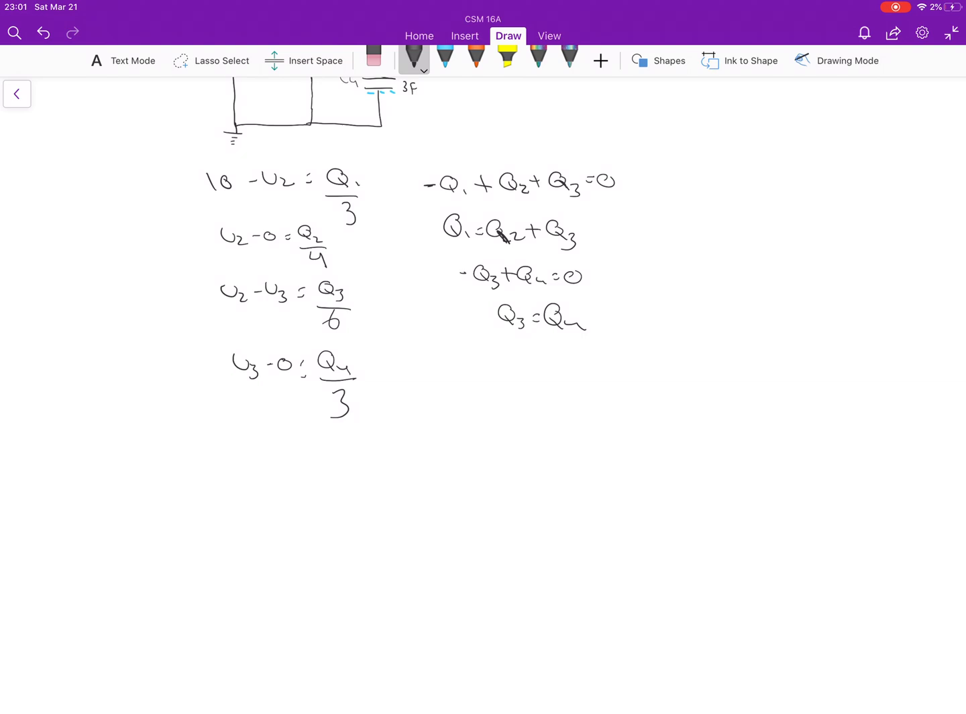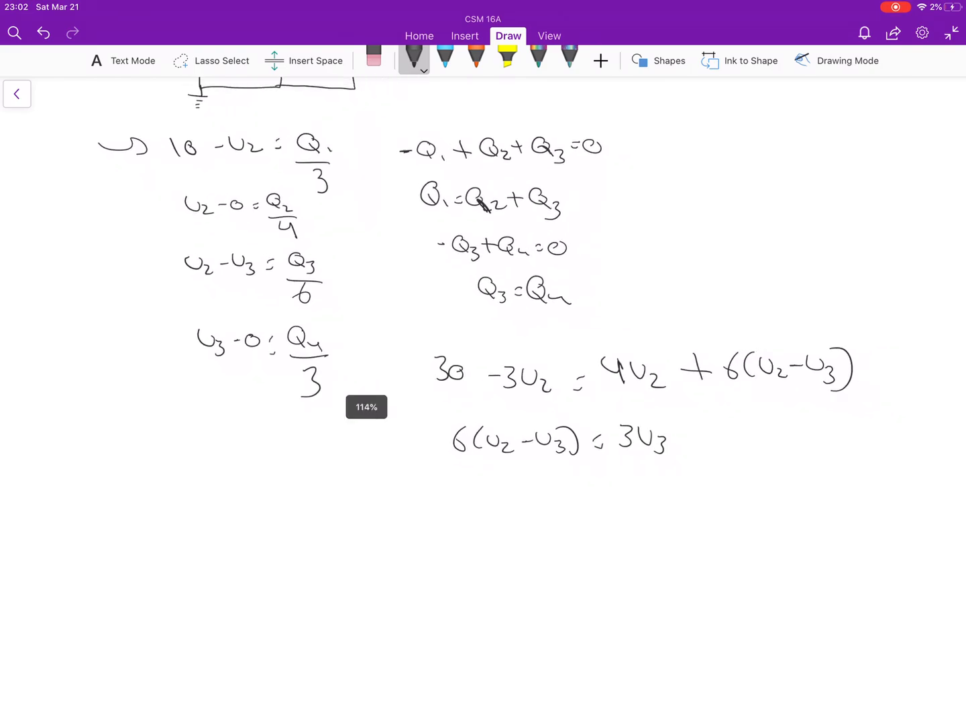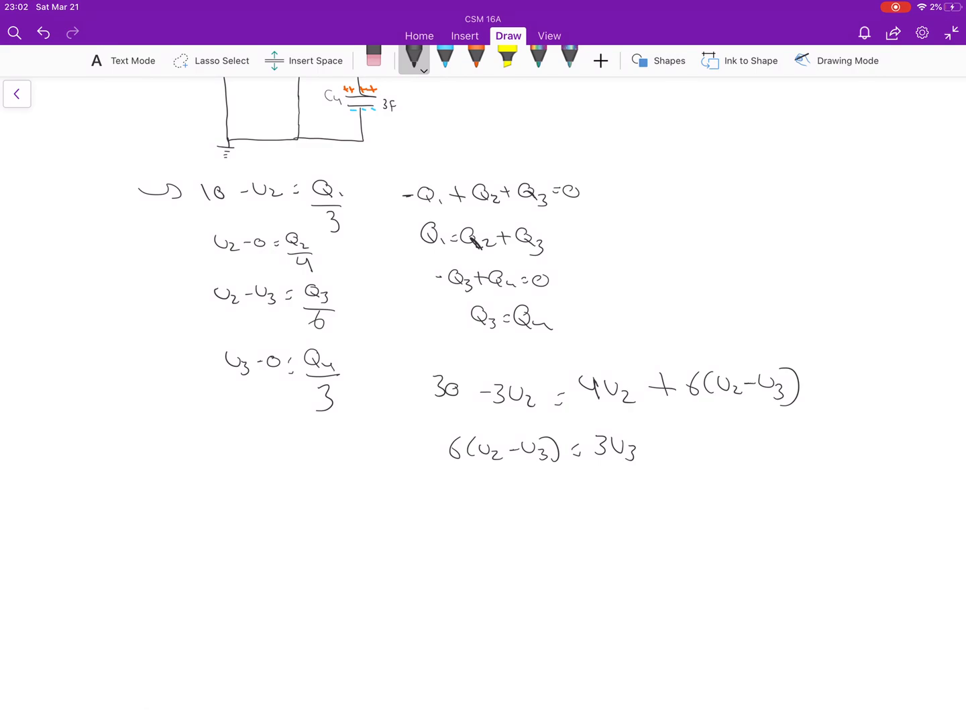So Q1 is equal to 30 minus 3U2, which I got from this equation right here. And then that's equal to Q2, which is 4U2, plus Q3, which is 6 times U2 minus U3. Alright, so I have two variables here, not too bad. And then Q3 equals Q4. So Q3 is this 6 times U2 minus U3, and that's equal to Q4, which is 3 times U3. So this should be pretty straightforward to solve because we only have two node voltages that we're looking for.